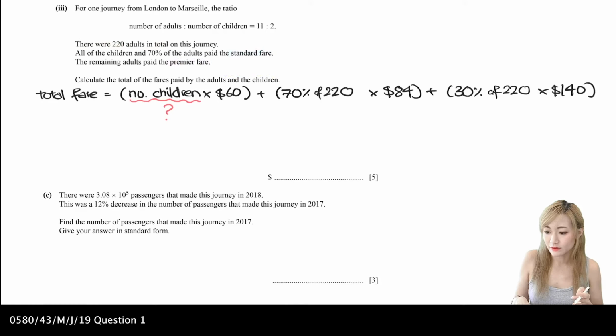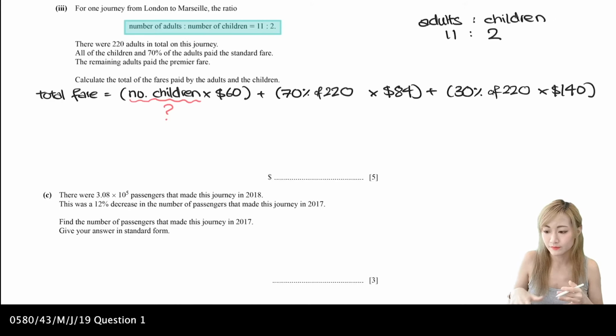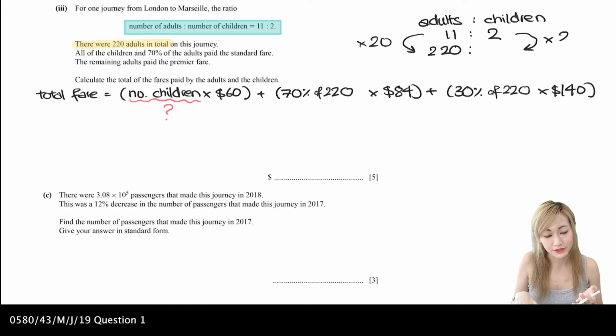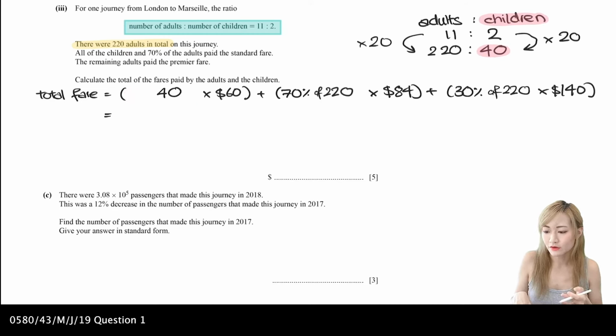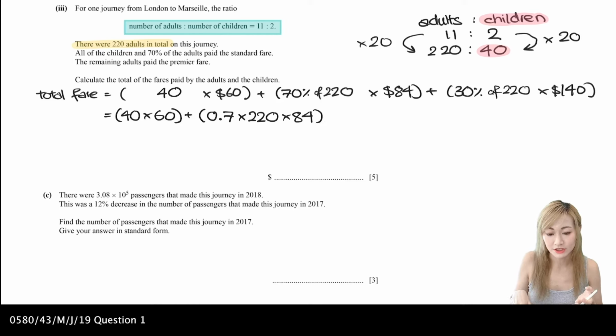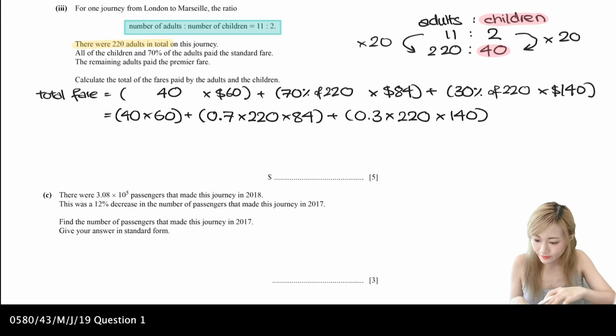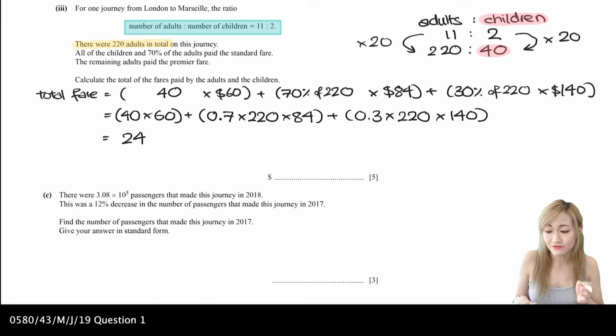And we can find out the number of children by looking at the ratio of number of adults to number of children, which is 11 to 2. If there were 220 adults, 11 multiplied by 20 equals 220. Therefore, there must be 2 multiplied by 20, which is 40 children. So the total fare would equal 40 multiplied by 60 plus 70% of 220 multiplied by 84 plus 30% of 220 multiplied by 140. And that gives 24,576 exactly. So we have the exact amount and we don't need to round this, so you can just leave your answer like that.